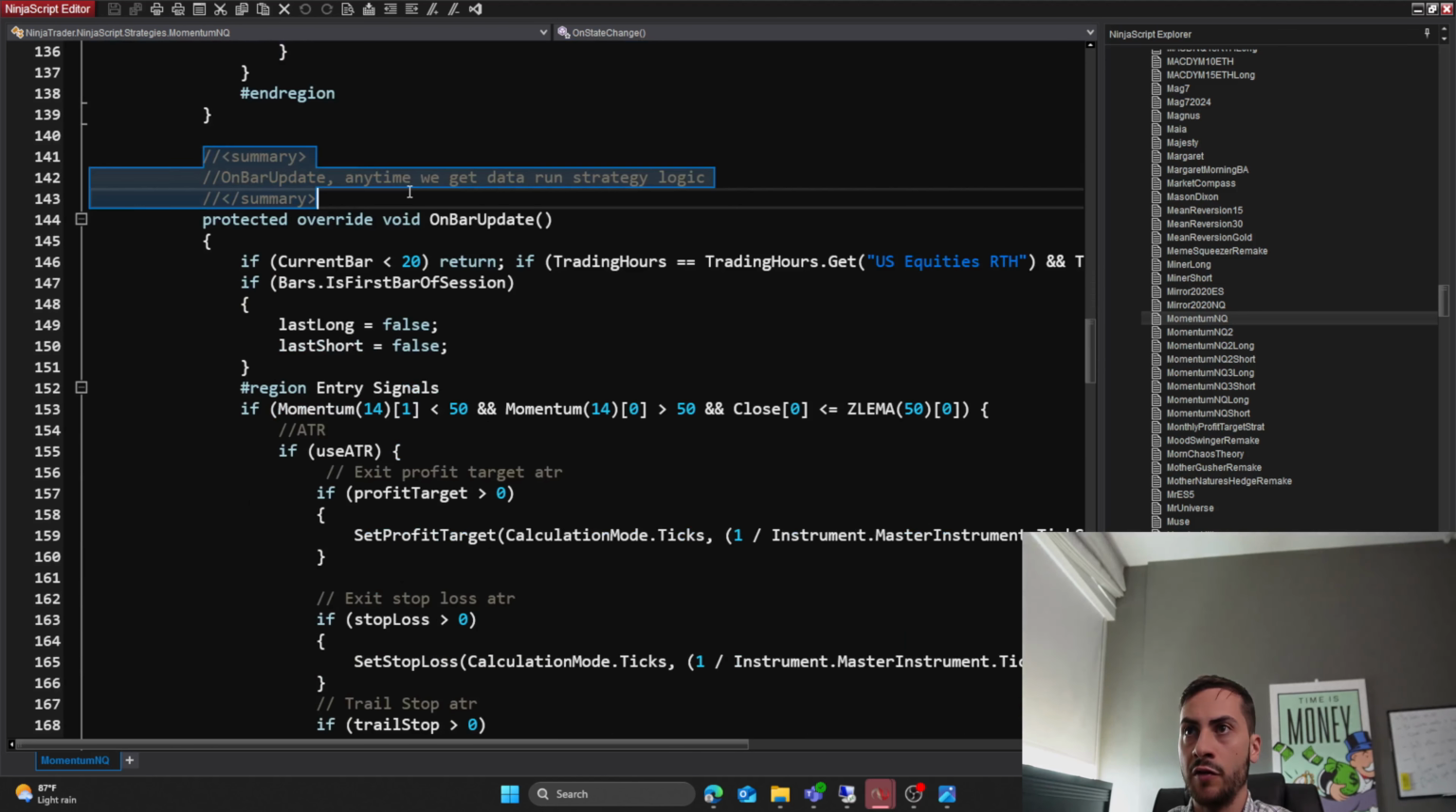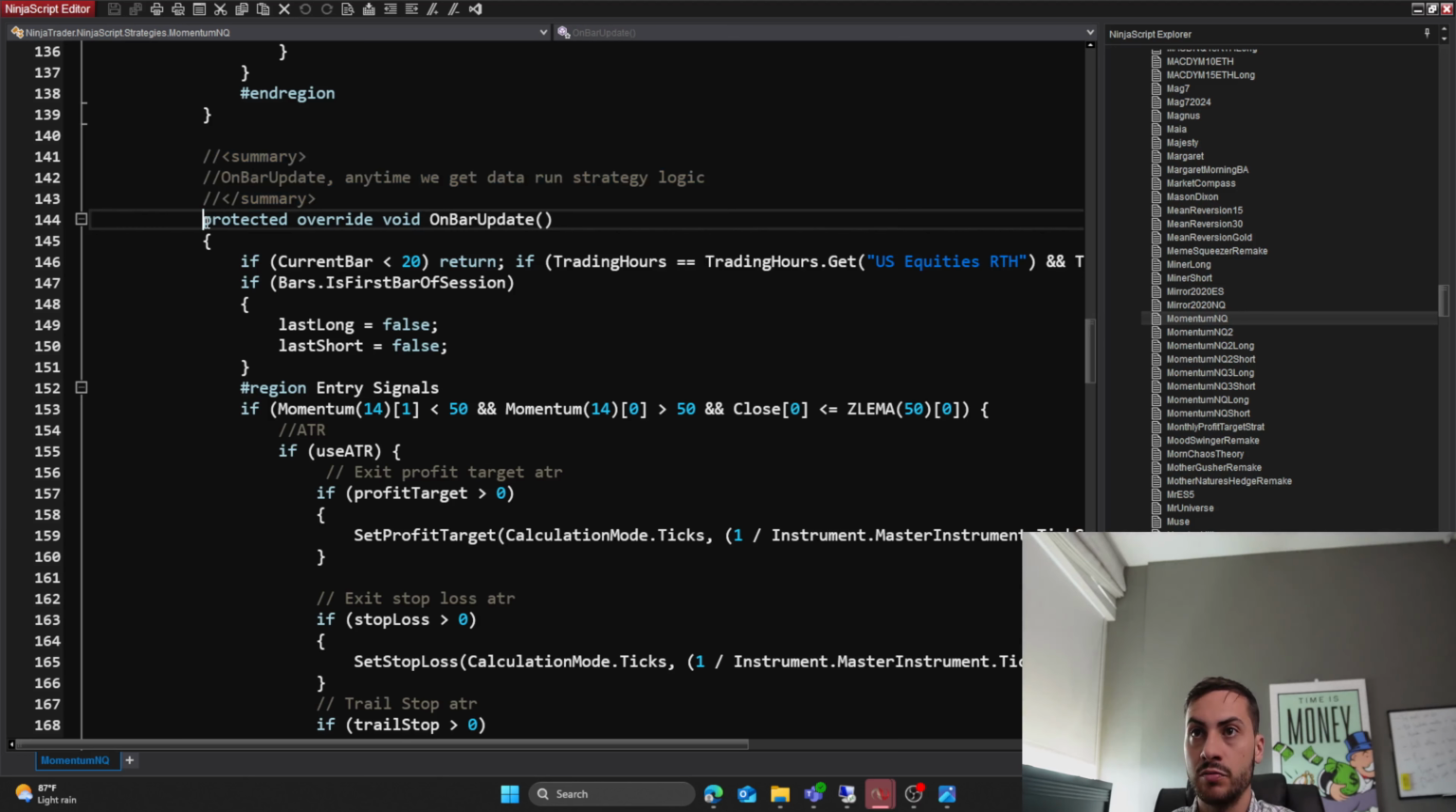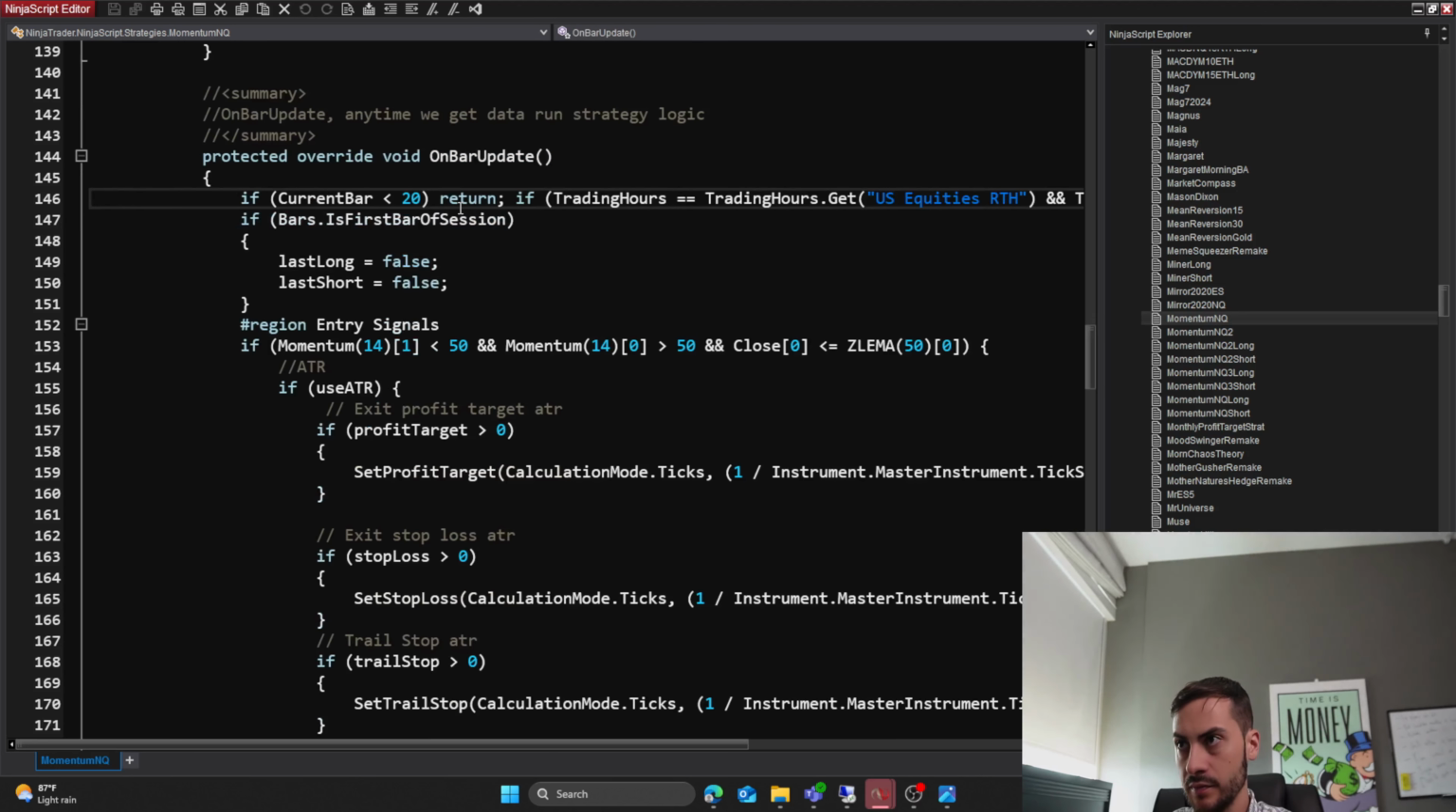All right, next we have OnBarUpdate. So any time we get data, run the strategy logic based on our bar size. Our bar size is 4 minutes, so every 4 minutes this method is going to be logically executed on the US equities RTH session. So every 4 minutes, as long as we're between 9:30 and 4. If we're outside of those hours, this isn't called. It's not aware of that data.